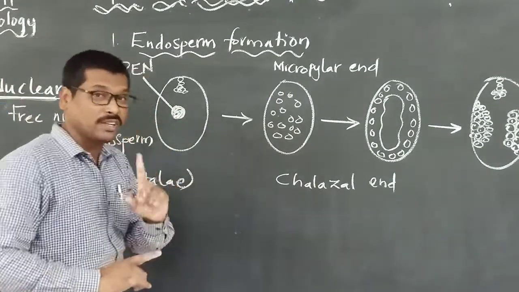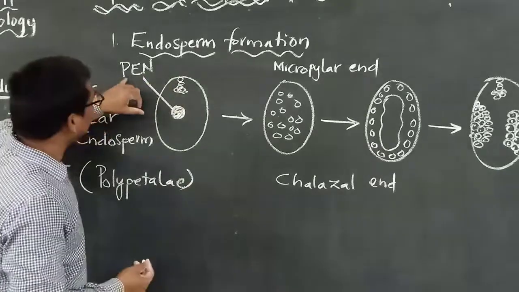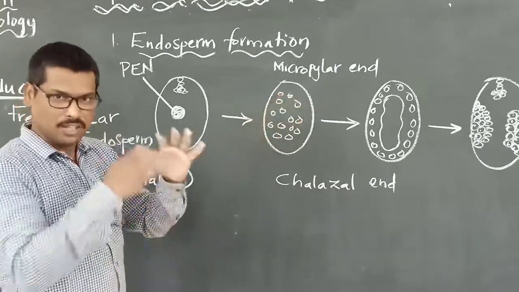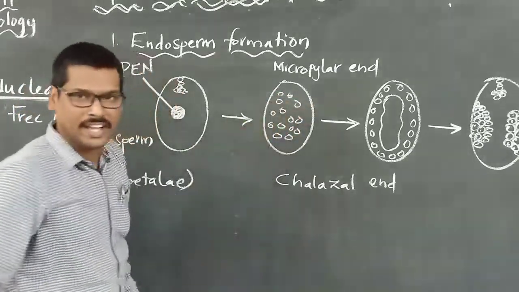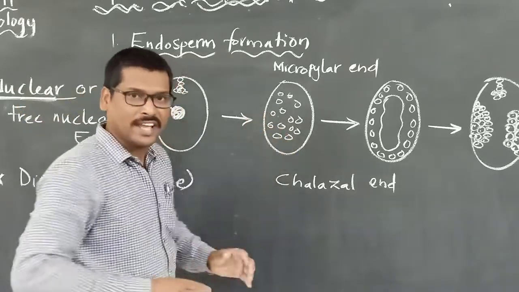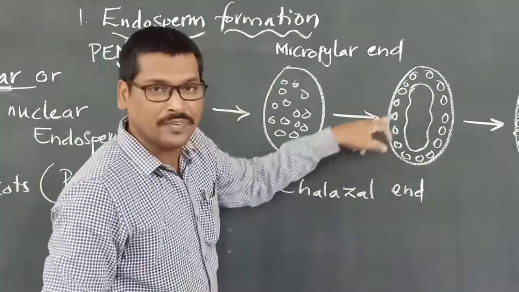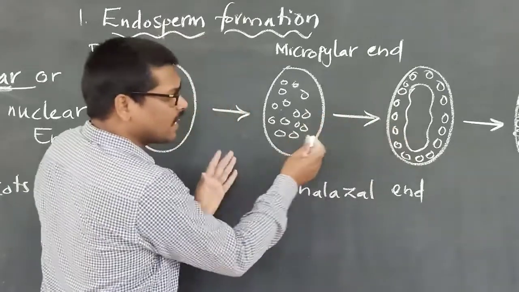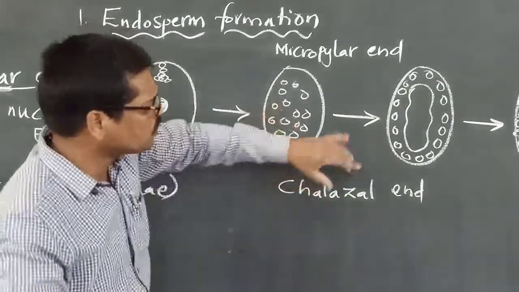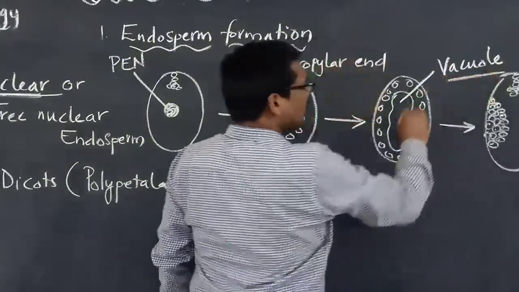Please remember, what is undergoing division? It's not the cell, it is the nuclei. The primary endosperm nucleus undergoes repeated division and forms many nuclei. In one cell only, there are many nuclei present. And these nuclei slowly start moving towards the periphery, towards the margins of the cell, and most of the place is occupied by what now? The vacuole.